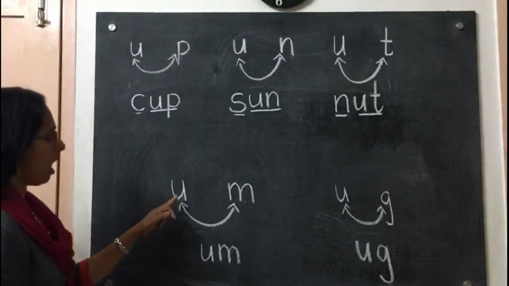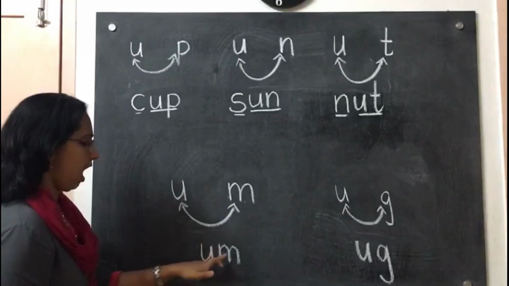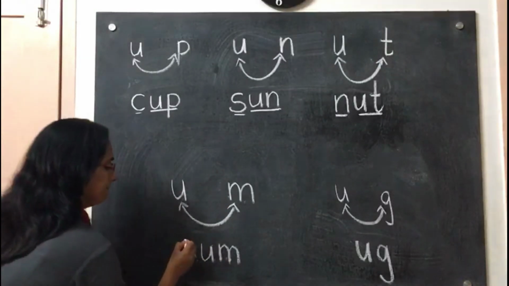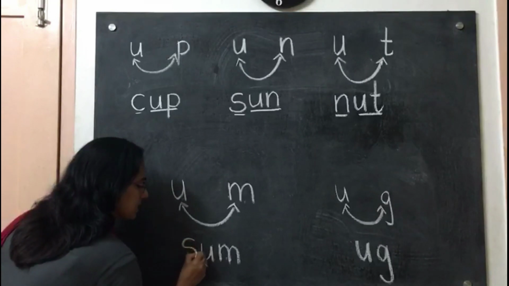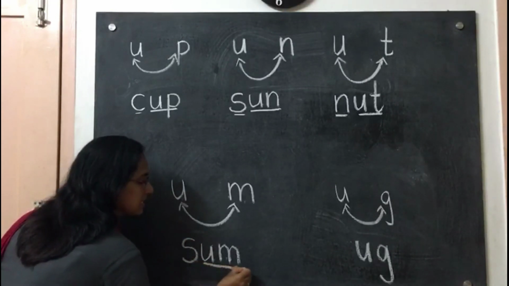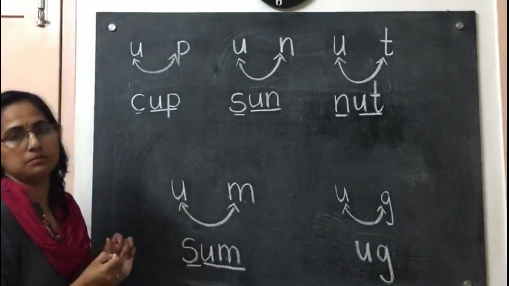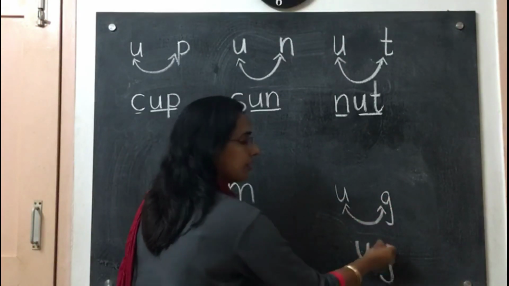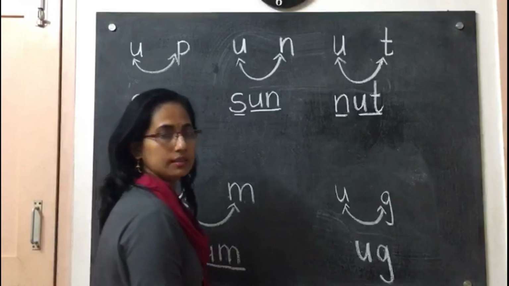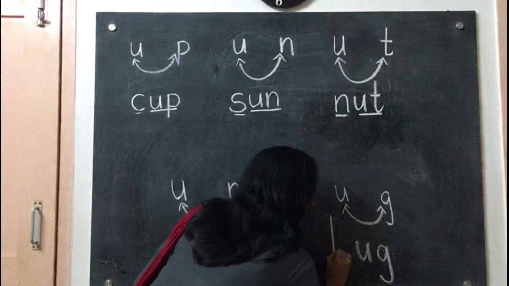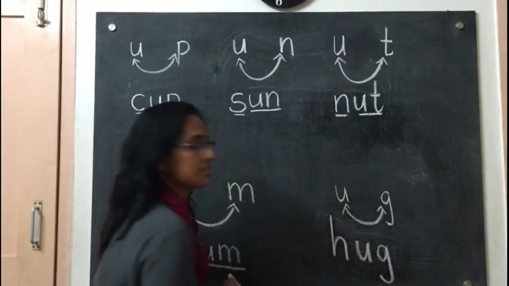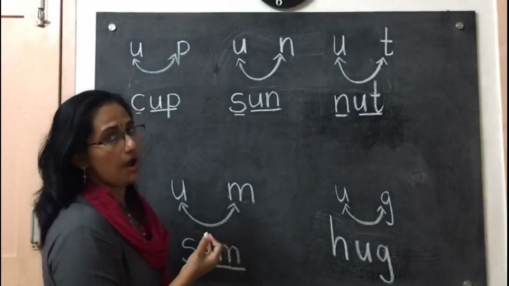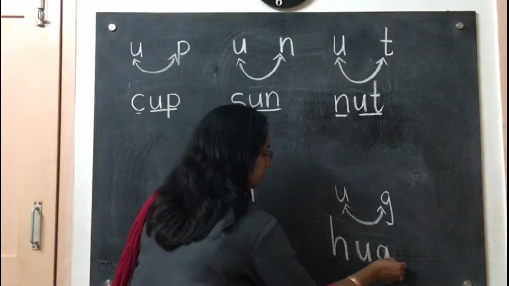Here we have um. Let me join S, some. Let me join letter H. The sound of H is H, ug, hug.